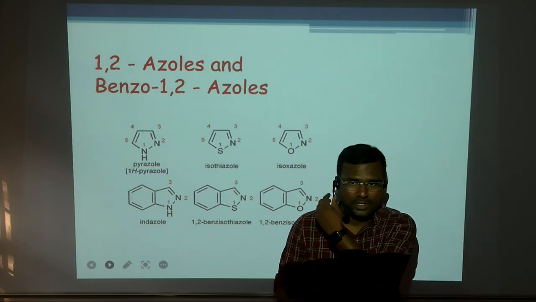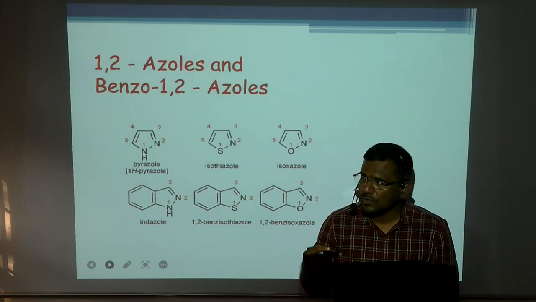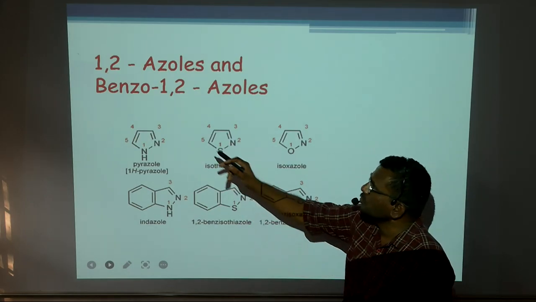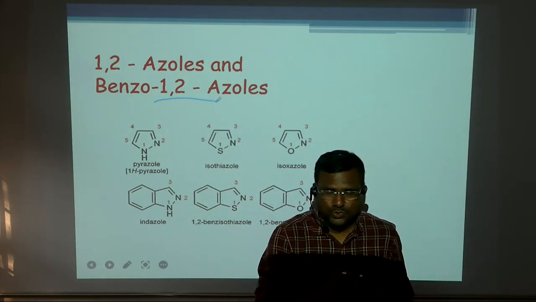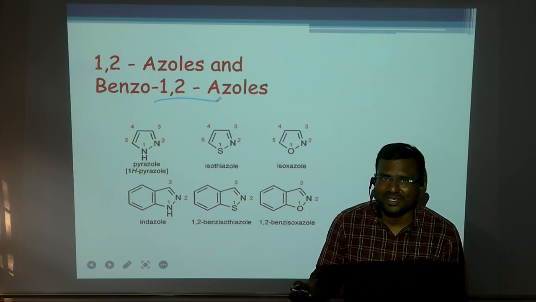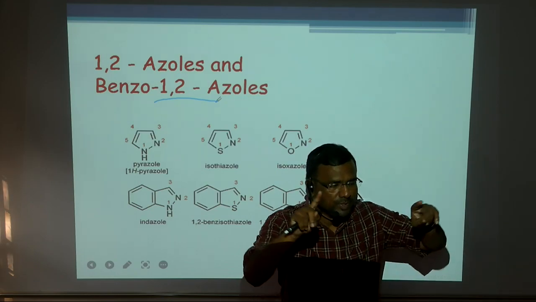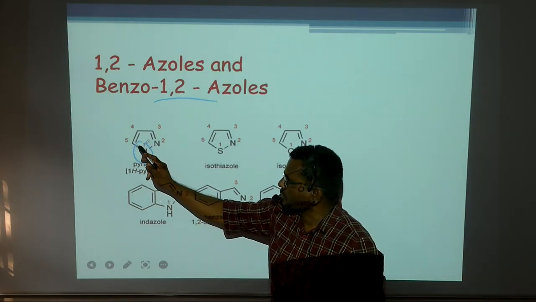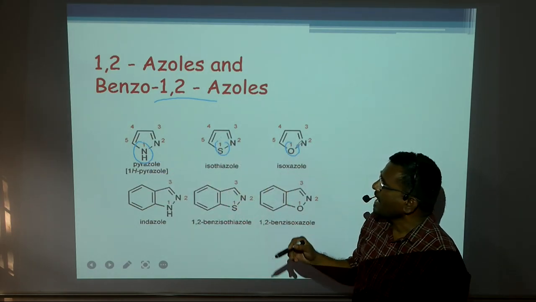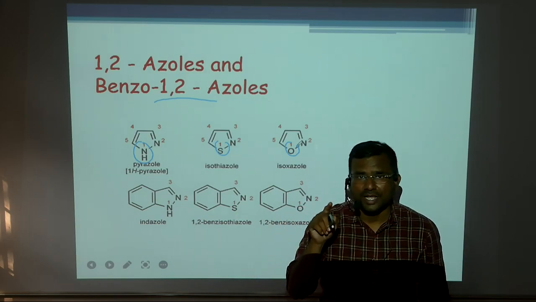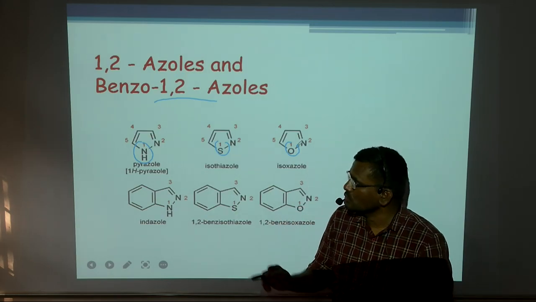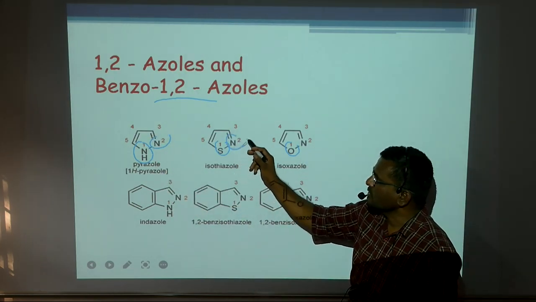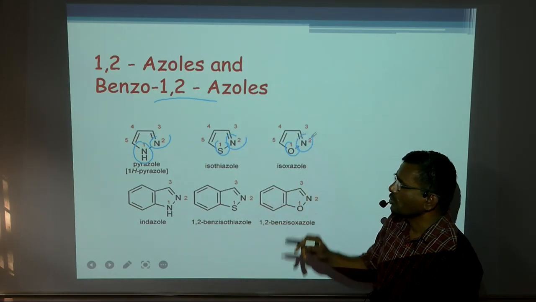Now similarly, 1,2-azole compounds are also present in heterocyclic chemistry, and benzo 1,2-azole compounds are also present. So what is 1,2-azole? Again, 1,2-azoles are the 5-membered heterocyclic compounds which contain 2 heteroatoms. One is present at position number 1. And similarly, the heteroatom, that is nitrogen, is compulsorily present at position number 2. Look at here. This is position number 2 which is occupied by nitrogen.